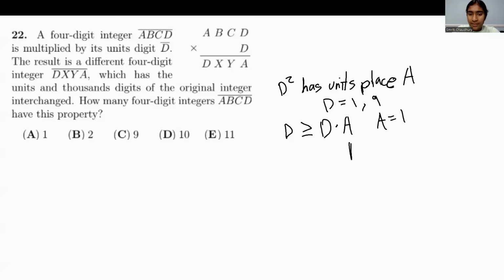However, d can't be 1 because when you swap the places of a, b, c, d, we end with dcba, where d and a switch places. And if it was 1 and 1, then they wouldn't be switching places. And since we know that a is 1, that means d is not 1. So d must be 9.